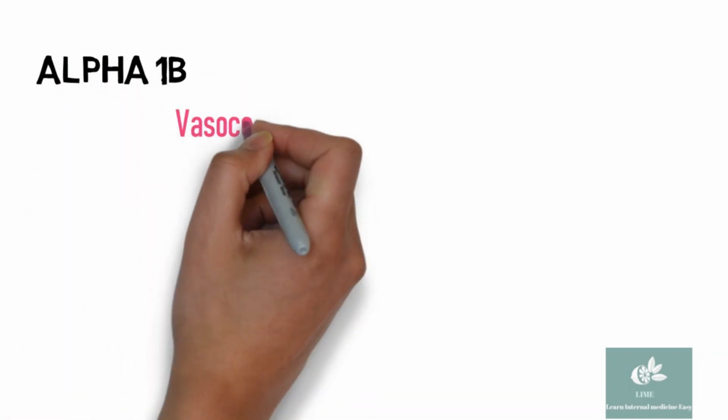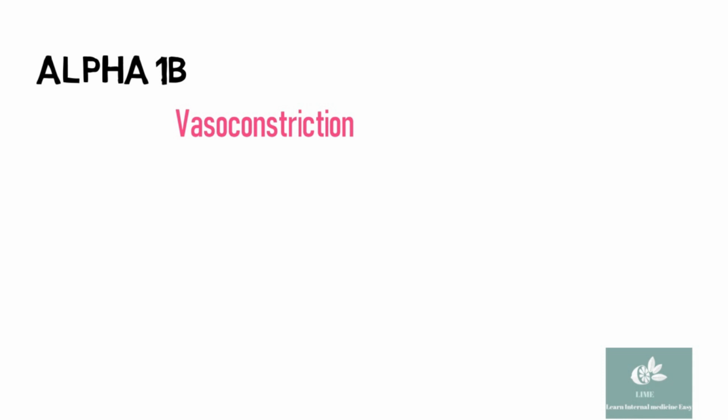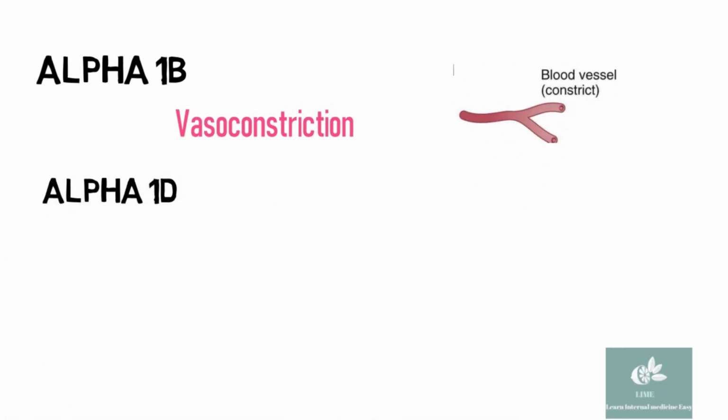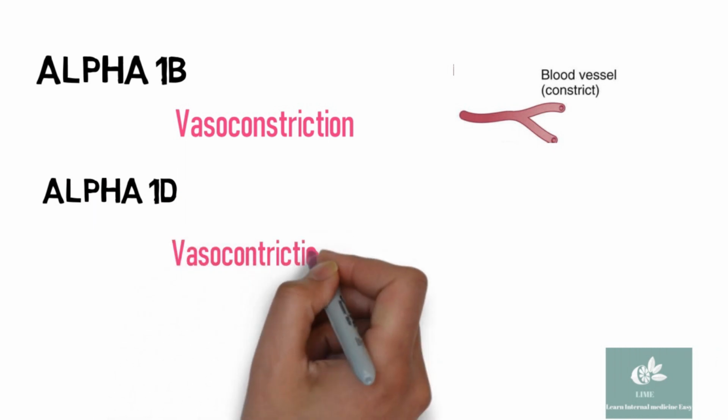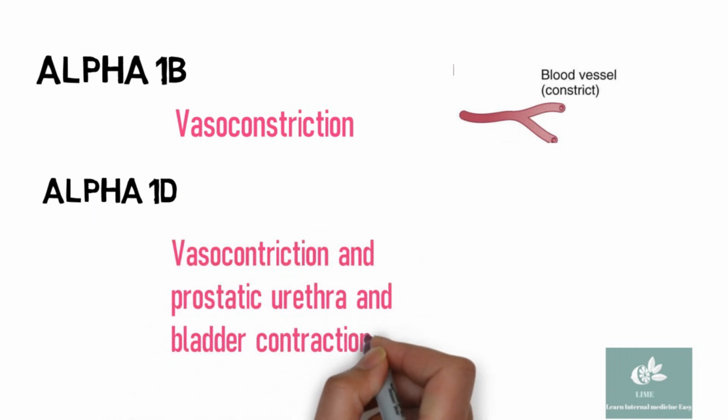Alpha 1b stimulation causes potent vasoconstriction, which results in an increase in diastolic BP but reflexively decreases heart rate due to the vagus. Alpha 1d stimulation causes vasoconstriction, prostatic urethra constriction and bladder contraction.